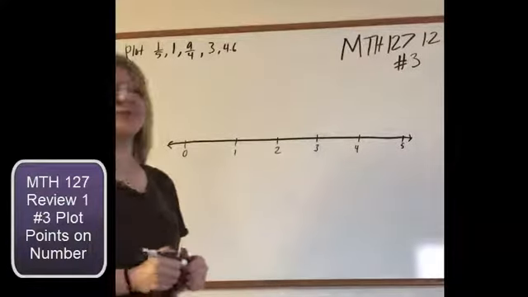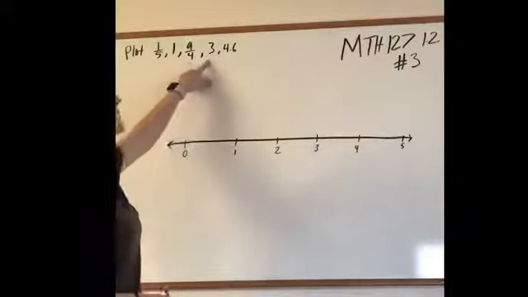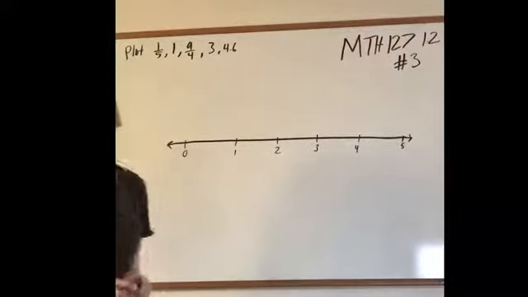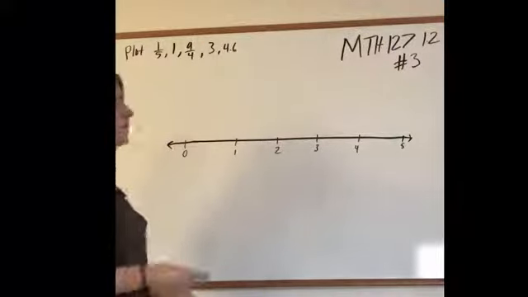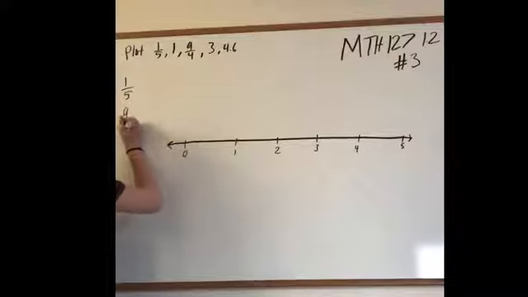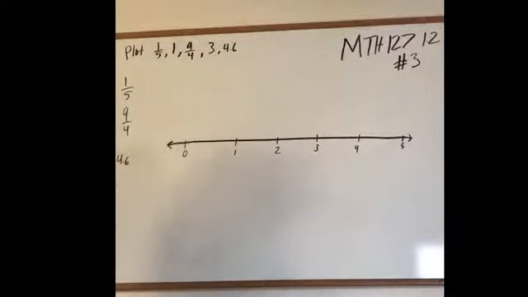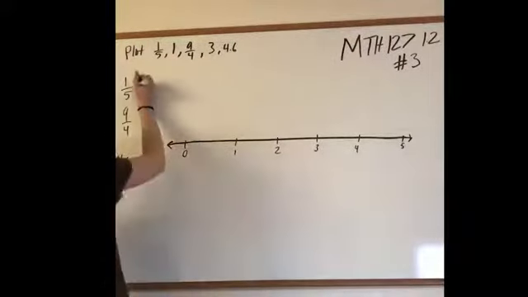Number 3 asks you to plot these numbers: 1/5, 1, 9/4, 3, and 4.6. So in order to plot them, we need to have them all have the same common denominator. So 1/5, 9/4, and 4.6. What do those have in common? We could use 20 as the common denominator for all of them.